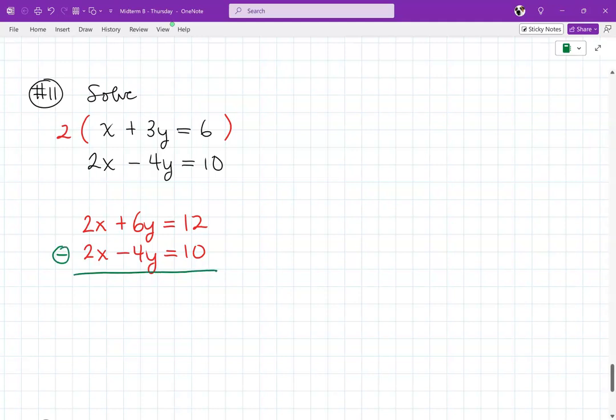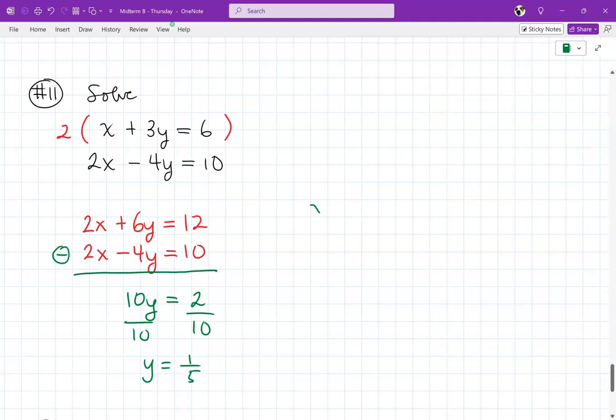So 2x minus 2x is 0. 6y minus a negative 4y, that's plus. So that's 6 plus 4, that's 10y. And then 12 minus 10, well, that's 2. If I divide both sides by 10, I'm going to get a fraction again, but that's okay. I get 1/5. So now all I have to do is plug in 1/5 into one of those two equations. I'll do the top one because it seems easier.